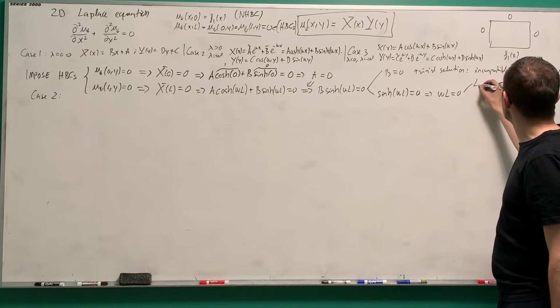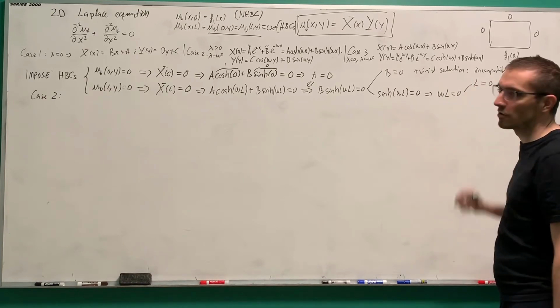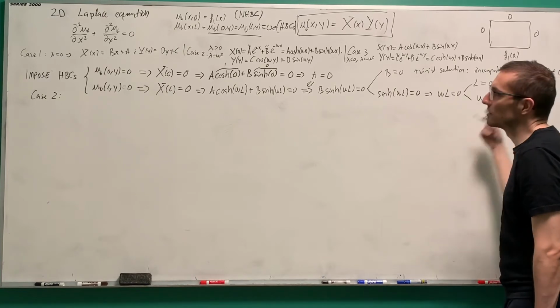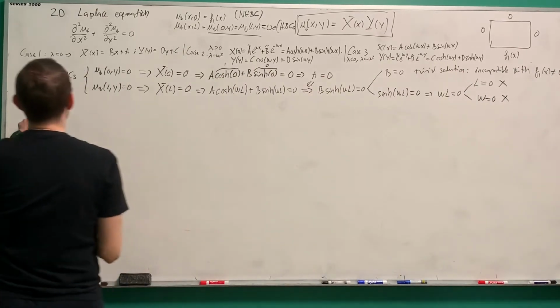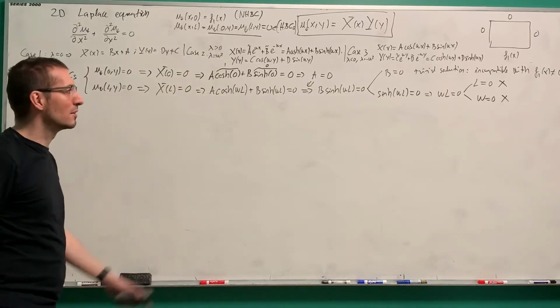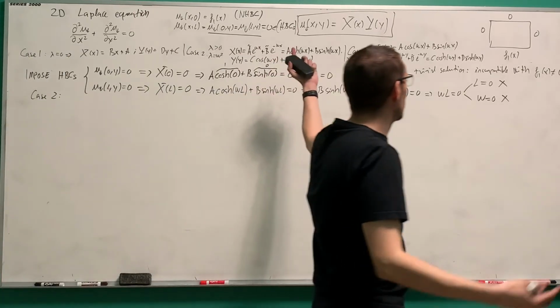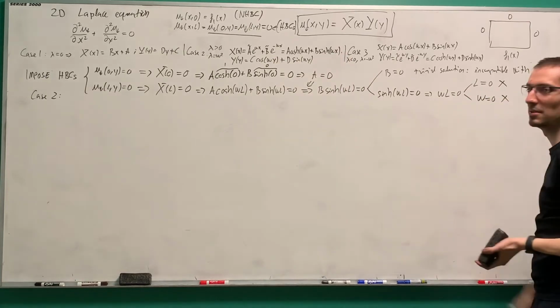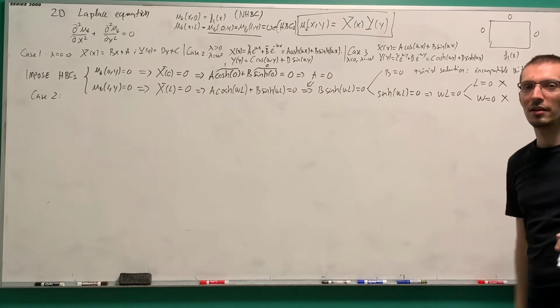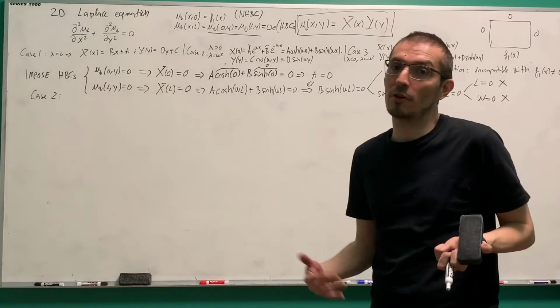And that means that either L is equal to 0, which is inconsistent because we have a finite size here, or that omega is equal to 0, which is inconsistent because in case 2, remember that lambda is larger than 0, so omega is larger than 0, omega squared is larger than 0, so it cannot be 0, alright? So this gives no solutions as well. Alright, so if there are any solutions, they will be in case 3.